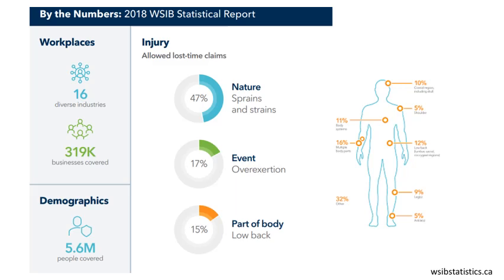Okay, let's see what the situation is in Ontario. You can find the statistics for work-related injuries on the WSIB website, wsibstatistics.ca. As you can see, the claims were mostly for acute injuries. 47% of the injuries were sprains or strains, and 17% were secondary to overexertion. And as you can see in the graph on your right side, the most common part of the body injured by work-related causes is the low back.